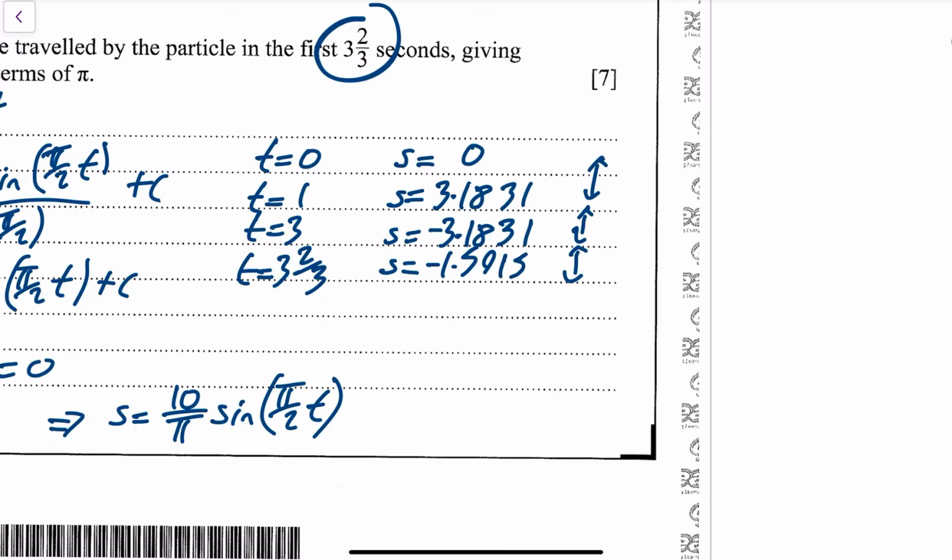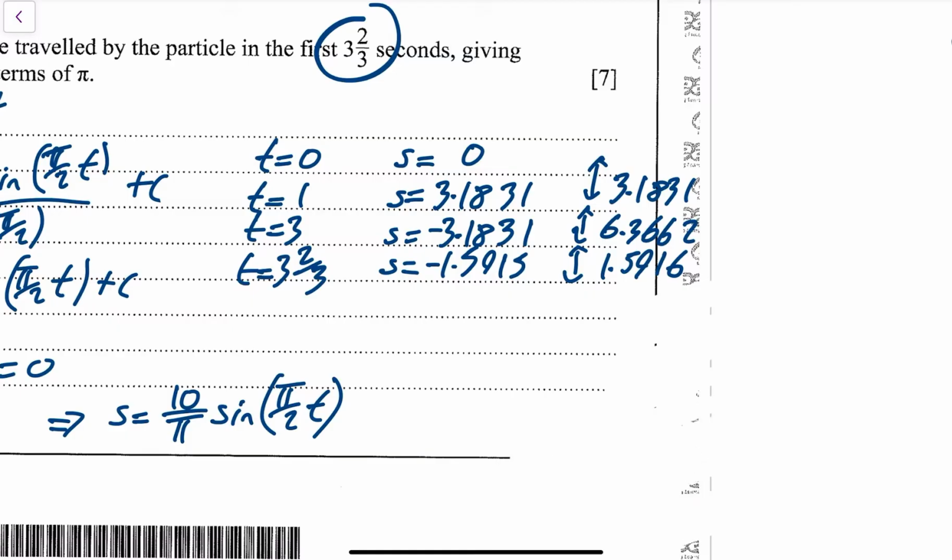So what you've got to do then is work out the distance from 0 to this. It's going to be 3.1831. From this one to this one, it's going to be 6.3662. And then from this one to this one, what's that going to be? 3.1831 minus 1.5915, and oh, that's 1.5916 it gives me.